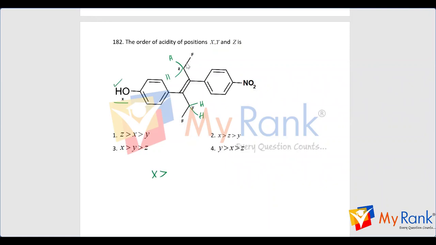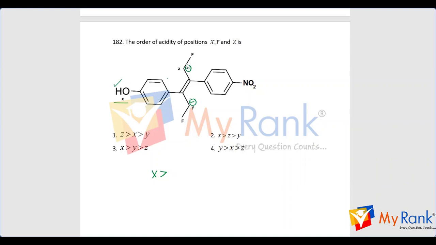But in Y and Z, which is more acidic? Y and Z, which is more acidic here? This is Y and this is Z. Now you see, look here. If we remove H plus from here, we get a negative charge. If we remove H plus from here, we get a negative charge. If we remove H plus from here also, we get a negative charge. Whichever is more stable, you see. For example, the negative charge is there here.